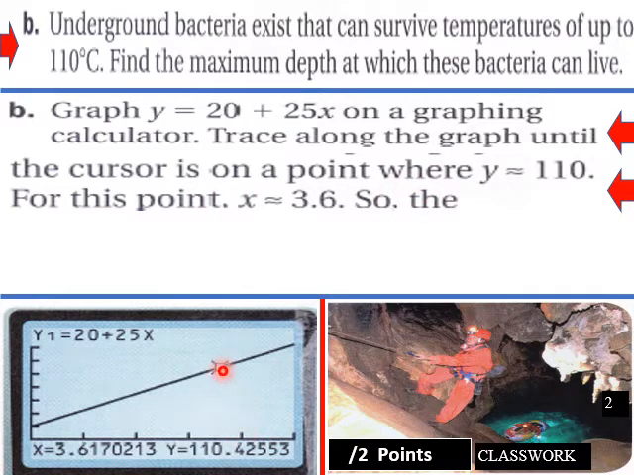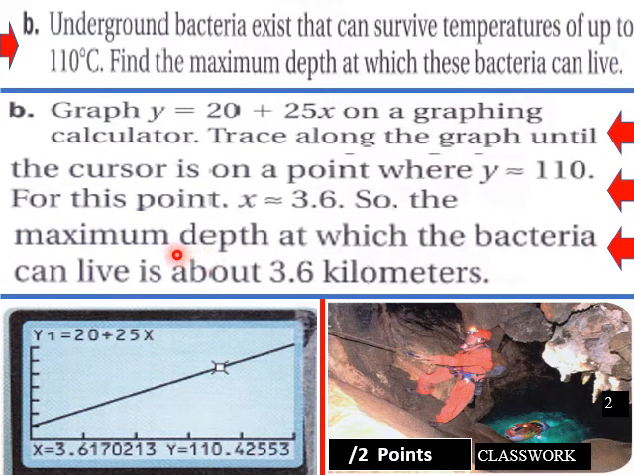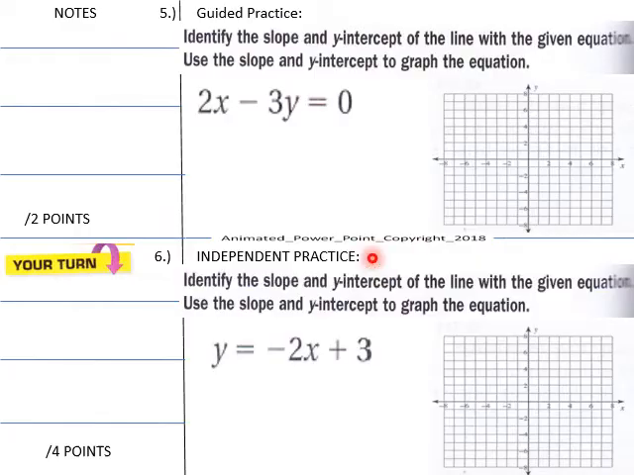So right here, y equals 110.42553, when x equals 3.6170213. So right here. So y equals 110. For this point, x equals 3.6. So the maximum depth at which bacteria can live is about 3.6 kilometers. Okay, so that's cool. Let's go into our guided.